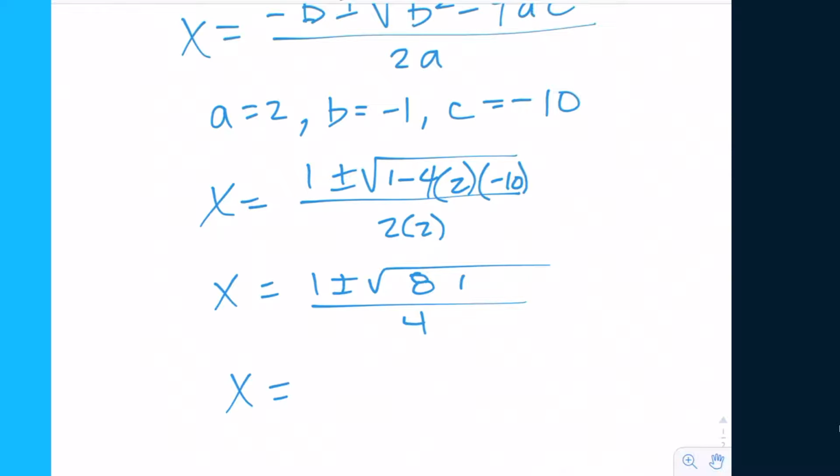And then all we have to do is simplify. The square root of 81, is that a perfect square? I think so. It's called 9. So now you get 1 plus or minus 9 over 4.